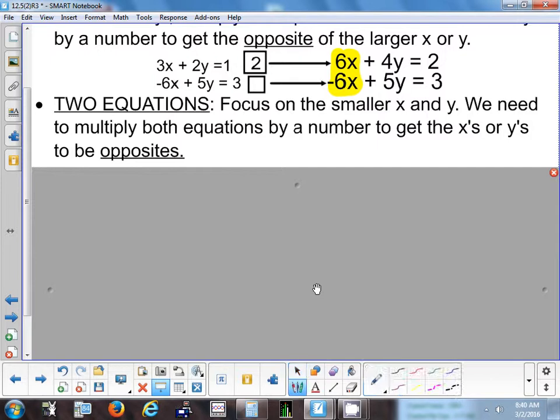So it seems a little confusing when you just read it. Okay, but the goal is still to cause something to eliminate. Either get the x's to be opposites or get the y's to be opposites. So you're going to have a choice. What do you try to do? We focus on the smaller numbers because smaller numbers are easier.